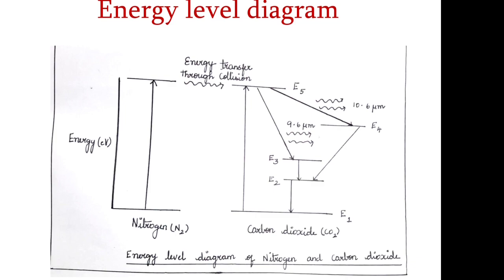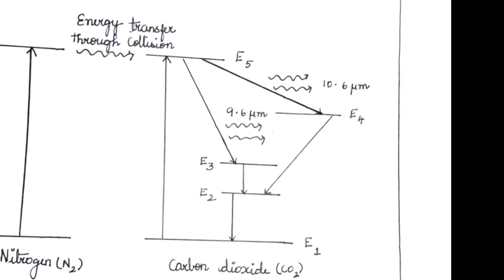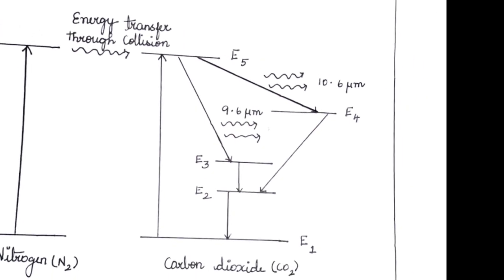These excited nitrogen will collide with the carbon dioxide molecule and it transfers its energy through collision to the carbon dioxide. So the carbon dioxide atom will automatically move to the E5 level, which is in resonance with the excited state of the nitrogen atom.